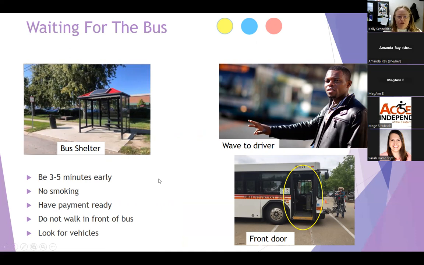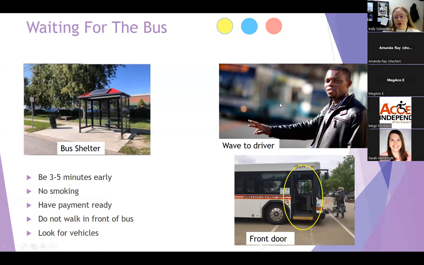The general rule is you want to be about 3 to 5 minutes early. So in that example, when we're getting to Kirkwood and we need to be downtown by 8:40, we'd really want to make sure that we pulled up to that downtown interchange at about 8:47, 8:45, just to make sure we're safe. There's no smoking when you're at these shelters. You'll want to make sure you have your payment ready, and never walk in front of the bus. Definitely a safety thing you want to do.